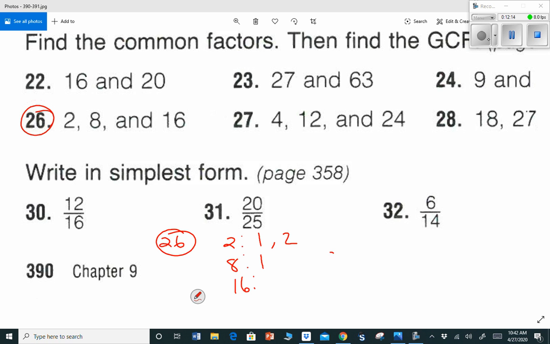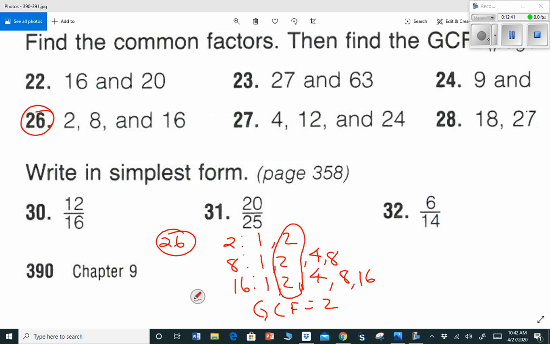1 times 8 and 2 times 4. 1 times 16, 2 times 8, and 4 times 4. We already did that one in the last problem. And the biggest number that appears in all 3 lists is 2. So the GCF equals 2.